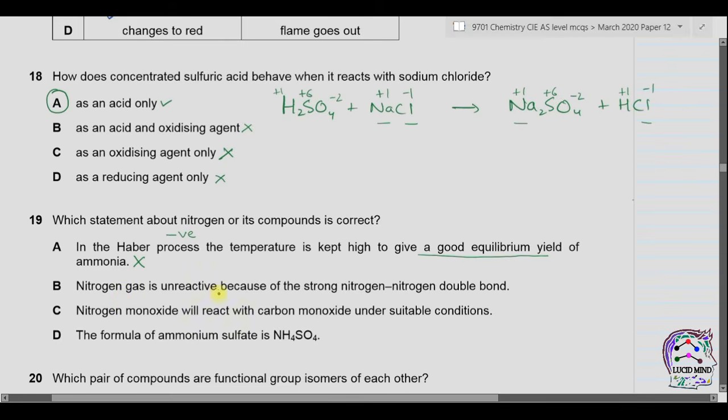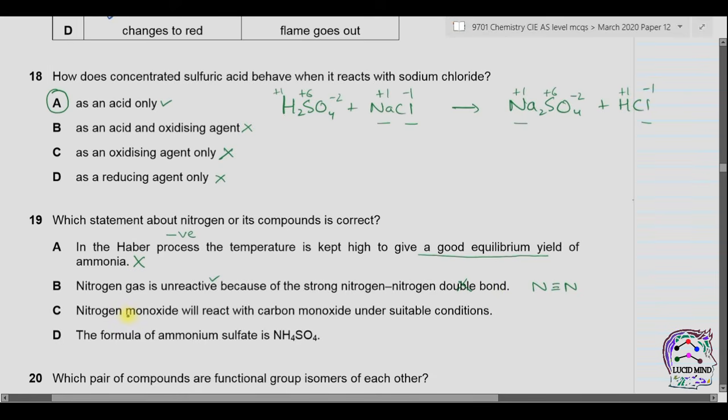B. Nitrogen gas is unreactive. Yeah, it is unreactive because of the strong nitrogen-nitrogen double bond. As nitrogen is in group 5 of the periodic table, it makes 3 bonds with itself. So it is not a double bond, it is a triple bond. So B is also wrong.